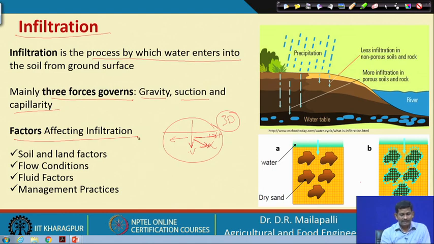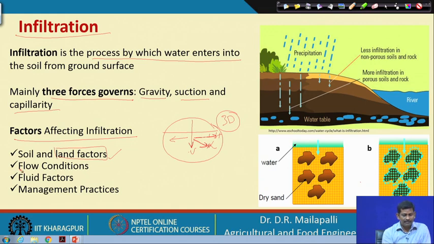Then the factors affecting infiltration are the soil and land factors. Fine soil versus coarse soil: in coarse soil the infiltration will be faster, and in fine soil the infiltration will be slower. And then land factors: if you have a lot of litter on the surface, runoff will be slower, so the opportunity to infiltrate will be more compared to bare ground.